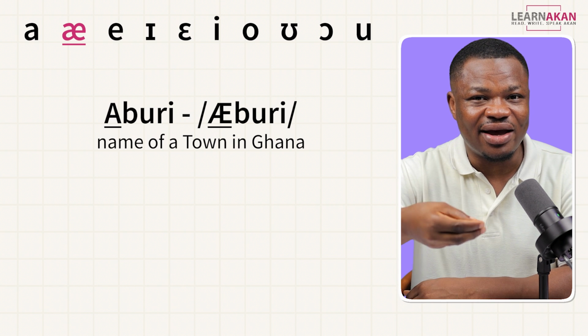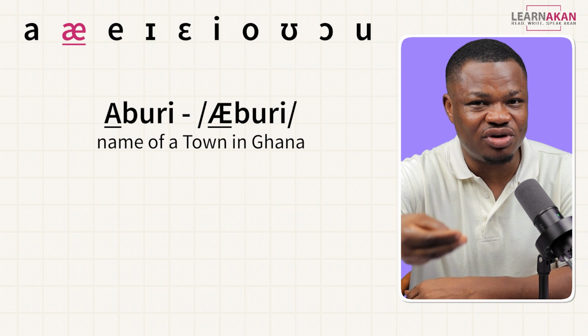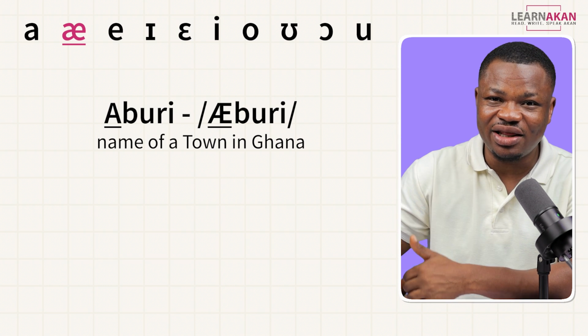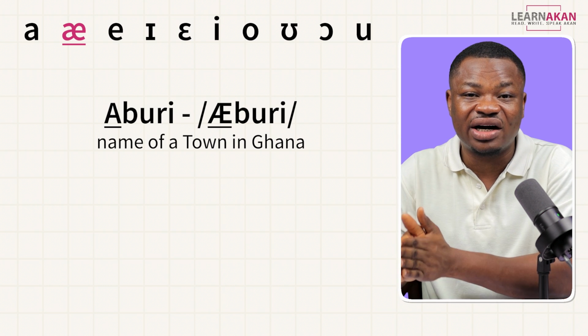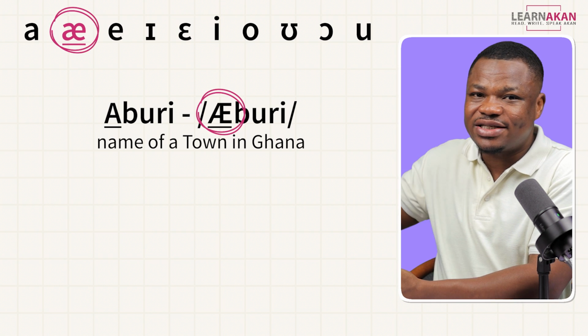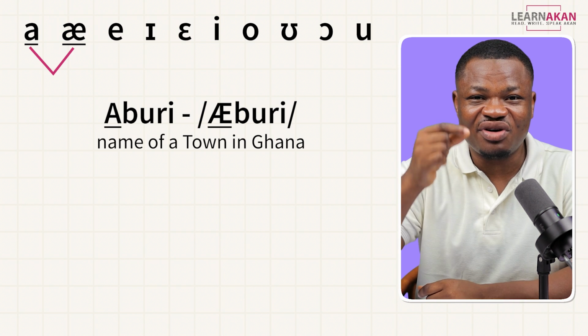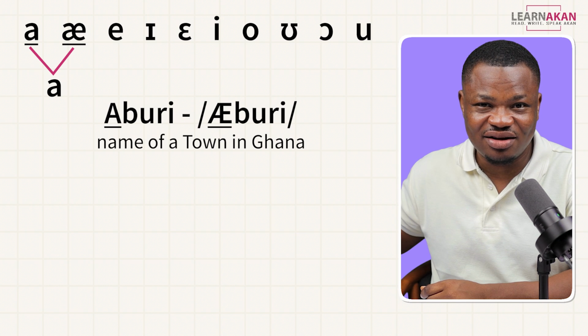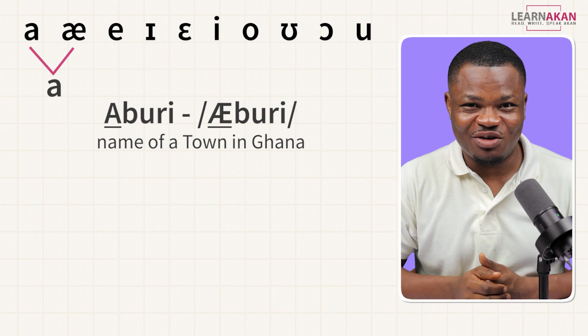So here, Ebri, right? But in writing, you see this written as A-B-U-R-E. Because in writing, this sound, just as the previous one, they are both represented by the vowel A. Okay? Let's go to the second vowel.